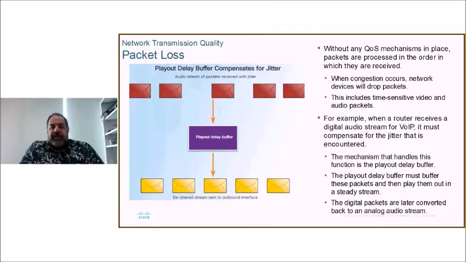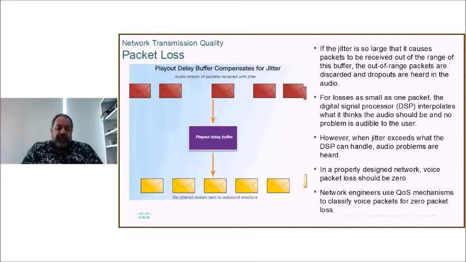So packet loss. Without any quality of service mechanisms in place, packets are processed in the order in which they are received or arrive. When congestion occurs, network devices will drop packets. This includes time-sensitive video and audio packets. For example, when a router receives a digital audio stream for VoIP, it must compensate for the jitter that is encountered. The mechanism that handles this function is a play-out delay buffer. The play-out delay buffer must buffer these packets and then play them out in a steady stream. The digital packets are later converted back into an analog audio stream at the destination, of course.